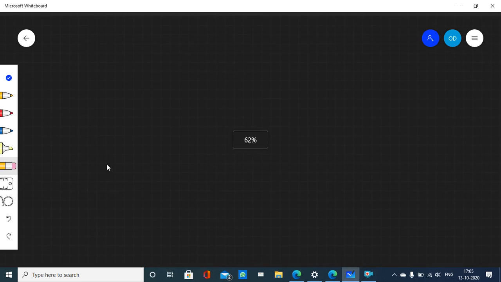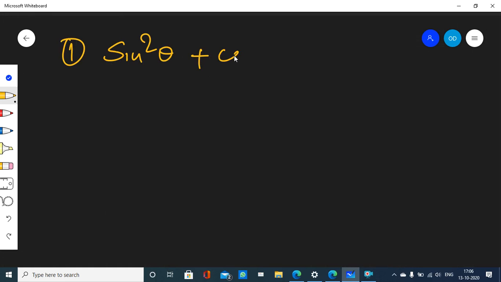In the last class we discussed the three important identities of trigonometry. The first one is sin square theta plus cos square theta is equal to 1. Also we have proved this, right?